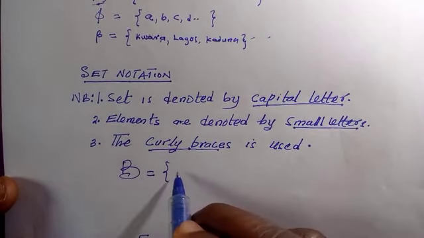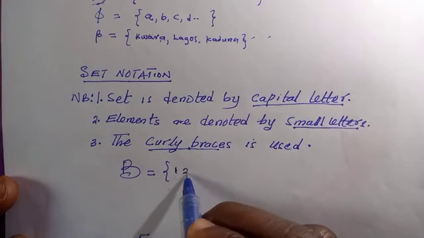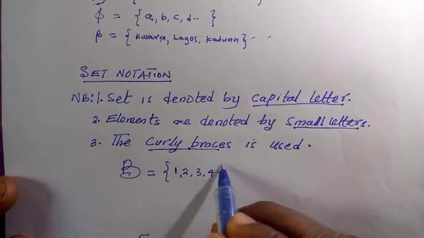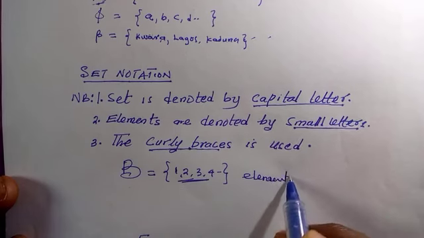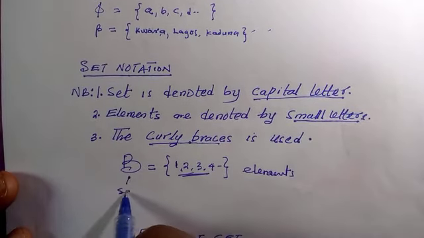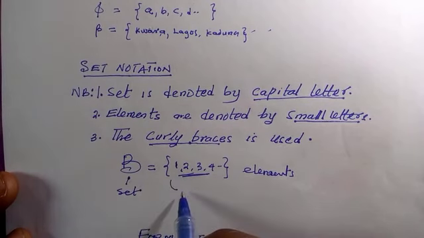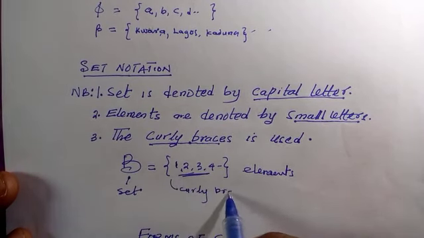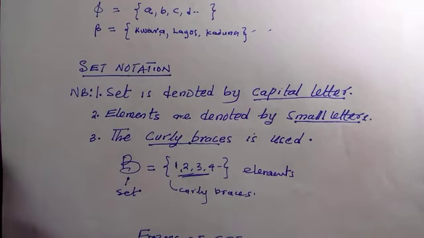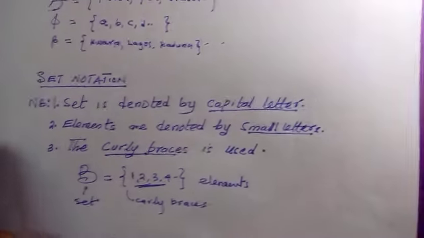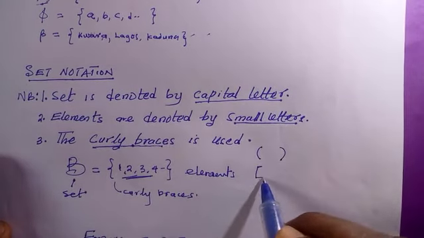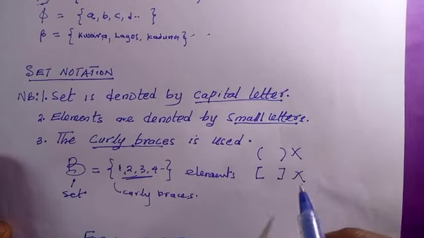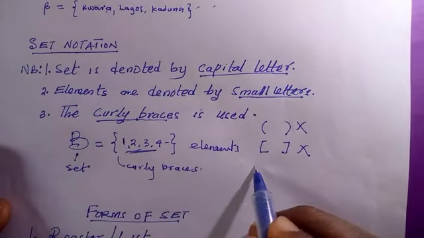Another example is if you have the set B equals to, let's say, 1, 2, 3, 4, dot dot dot. All these are also a set where 1, 2, 3 are the elements, all right, which are in small case, while B is the set itself which is in uppercase, and we have the curly braces. All the elements are always enclosed in curly braces, and that is what defines a set. And we must know that we cannot use any other bracket except curly braces. If you use this open bracket or this close bracket, they are totally wrong. All right, so we only use curly braces in a set.